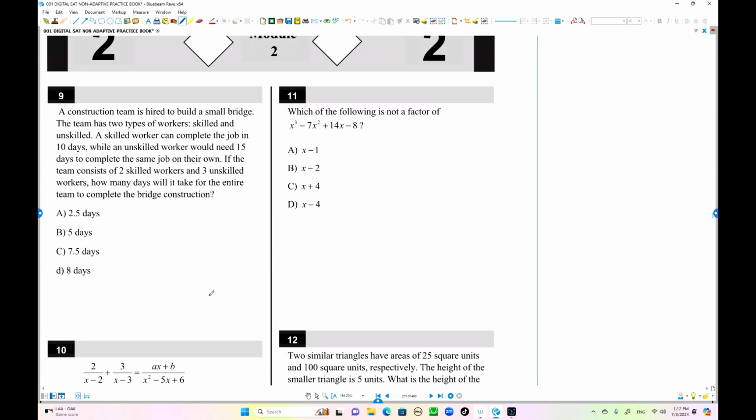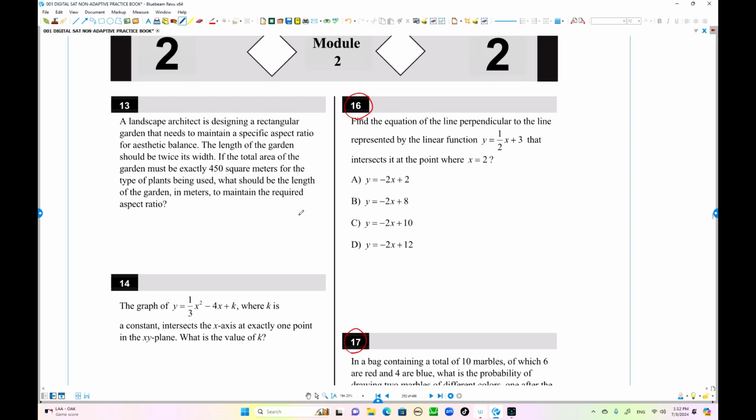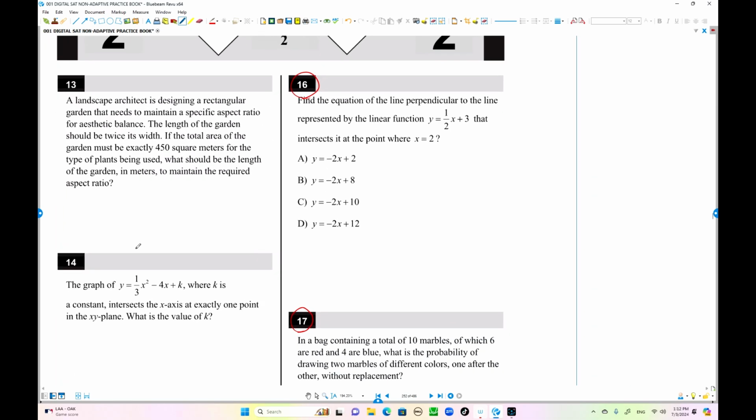And move on to the next. Number 16. Okay, find the equation of the line perpendicular to the line represented by y equals 1/2 x plus 3.